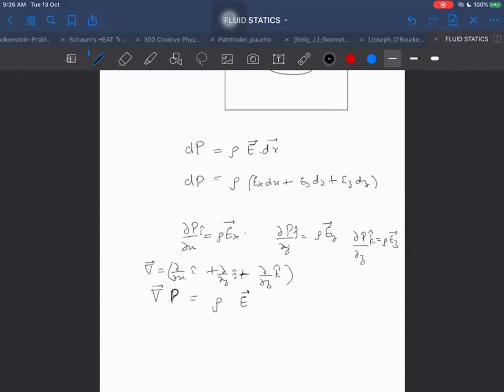It is just a vector operator, and on its own it does not mean anything. But when it gets multiplied to pressure, then it means something significant. Then it means rho into E, the field. One more thing I would like to add here now.